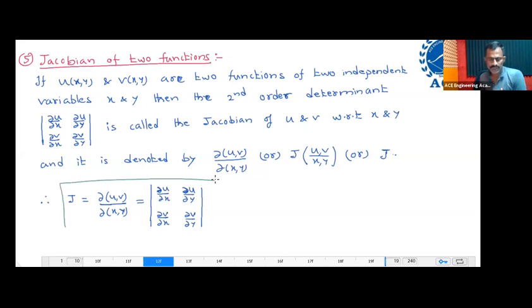Jacobian of two functions. In the same way, we can have the Jacobian of three functions. Suppose we are given three functions of three variables, then we will have a third order determinant, that is the Jacobian of three functions with respect to three variables. This is useful to convert one coordinate system to another coordinate system. Jacobian is one type of transformation which converts one coordinate system to another.